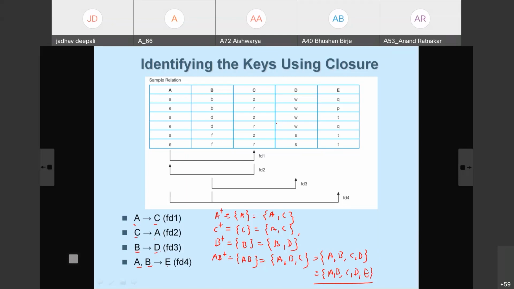key. When we take its subsets A and B, their closures we already identified. Does any subset contain all the attributes of the relation? No. No subset of AB's closure contains all the attributes of the relation. So AB is a candidate key also. AB is a super key and AB is also a candidate key, because no subset of AB contains all the attributes of the relation.